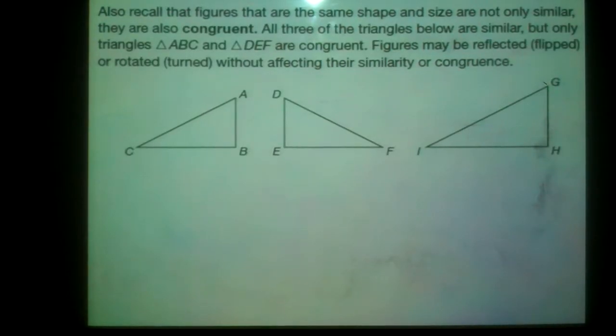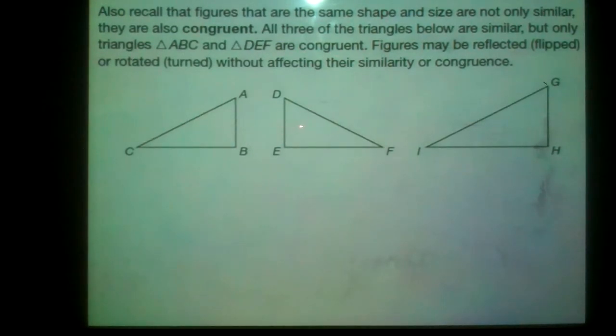And as I kind of got into before, we recall that when figures are the same shape and size, they're not only similar, they're also congruent. So that means that they're pretty much exactly the same. Or at least their sides are all the same length and their angles are all the same as well. So it says all three of the triangles below are similar, but only triangles ABC and DEF are congruent.